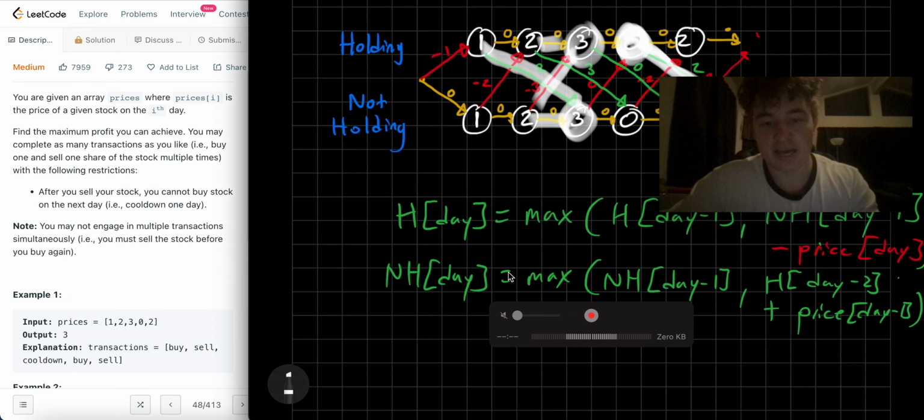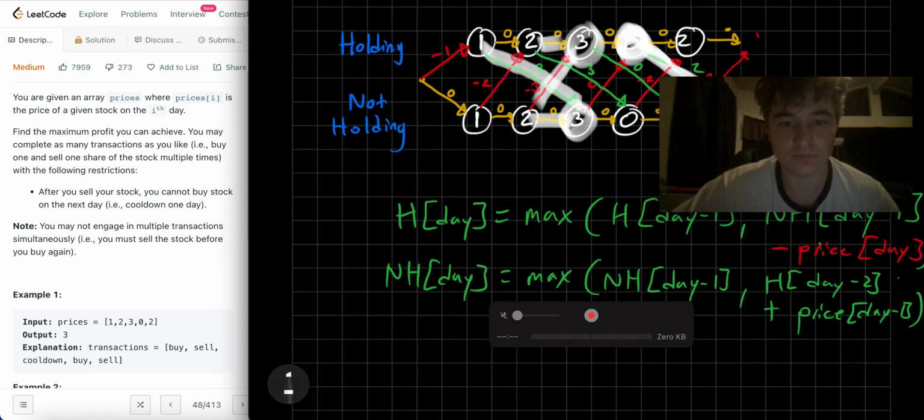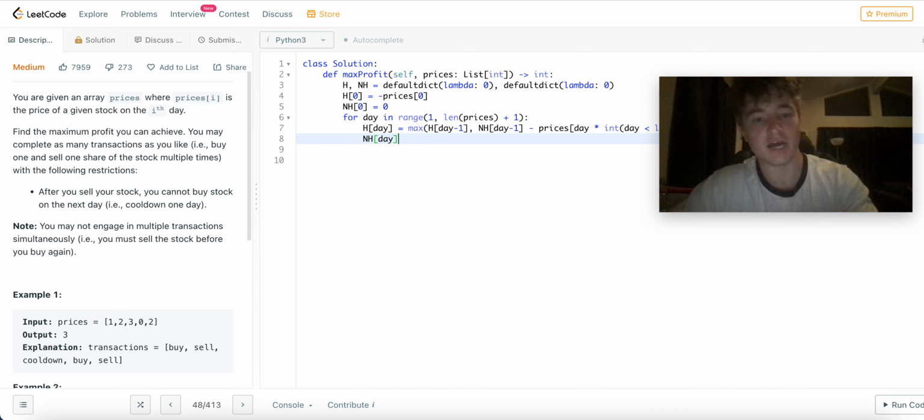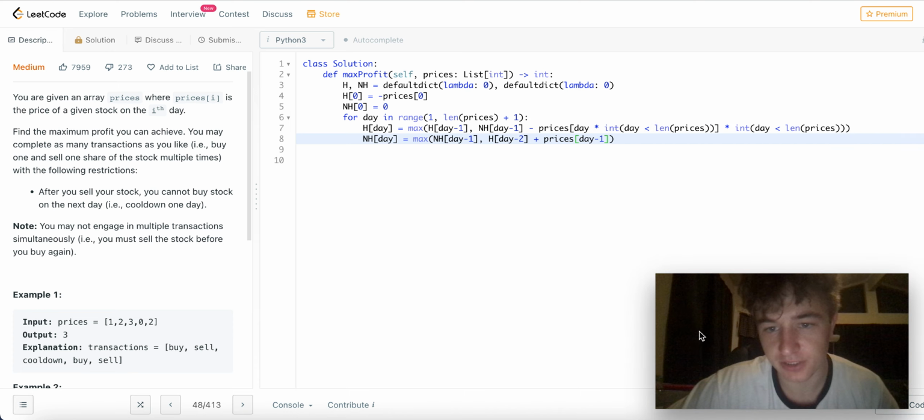You decide to not hold on the day. You either can not hold from the previous day, or you sold 2 days previously. So not holding on the day equals the max of not holding on the previous day, or you were holding 2 days ago and you get the price from the previous day as a response, right?